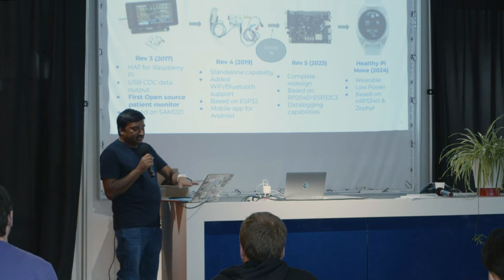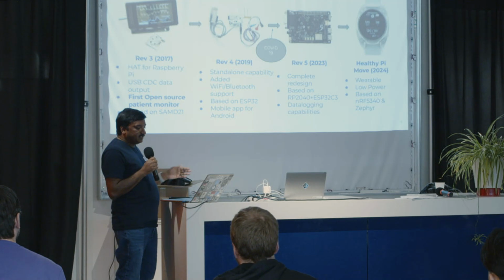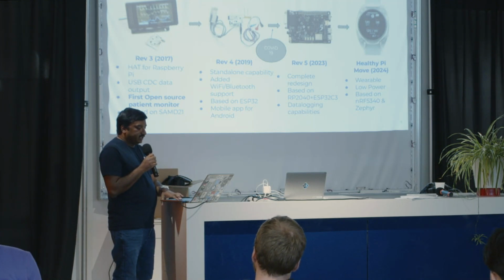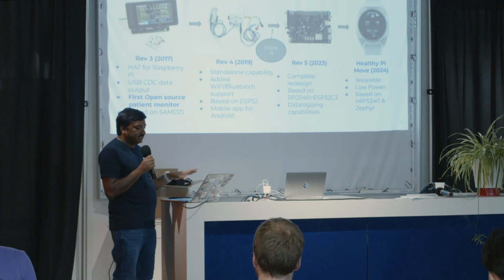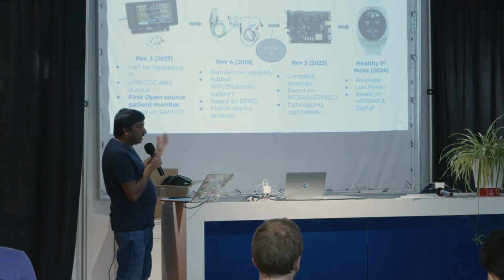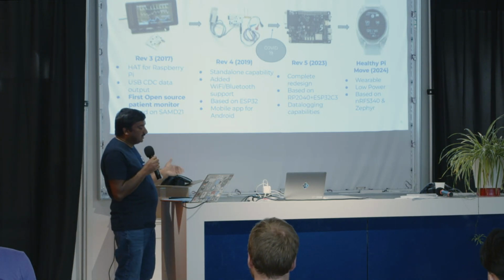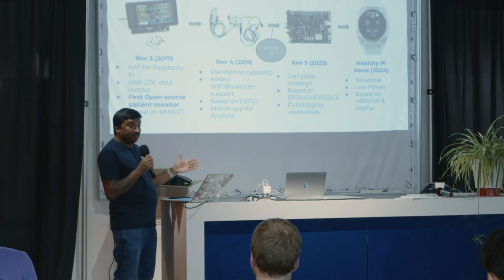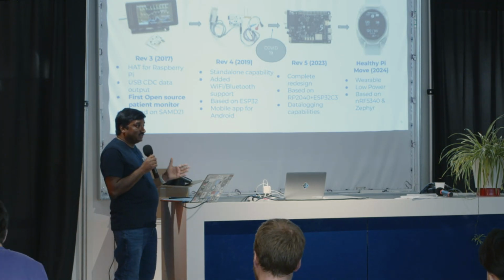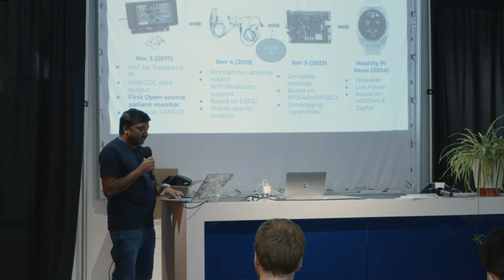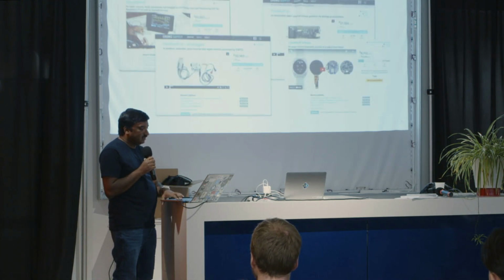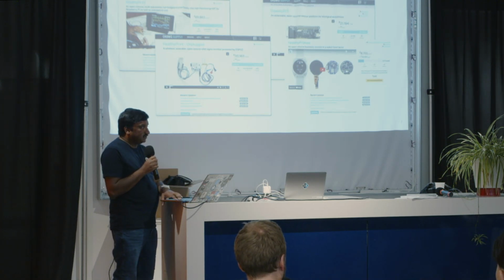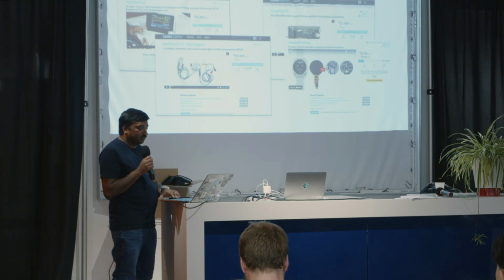Those devices were somewhere in between. Revision 5 is the latest one, and this is also on Crowd Supply. We still kept the name HealthyPi, and we used a Raspberry Pi RP2040 microcontroller instead of the older ones, because it was much easier to use and well supported. The latest one is called HealthyPi Move, which I will be talking about, a wearable form factor. This is how we scaled HealthyPi, purely through Crowd Supply campaigns, because we wanted to remain open source.